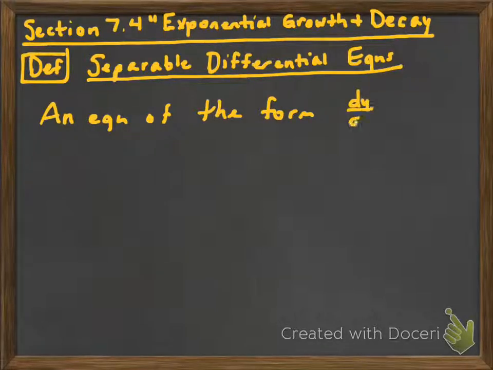dy dx equals f of x. No, I'm sorry, I lied. F of y is what they're doing. Of course they would do that to me. F of y, g of x.